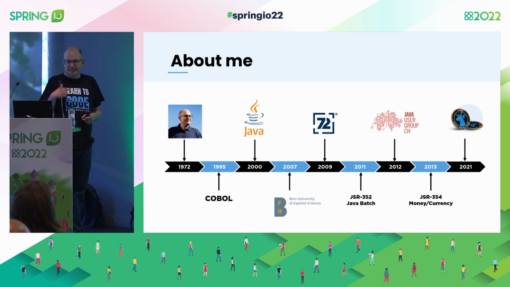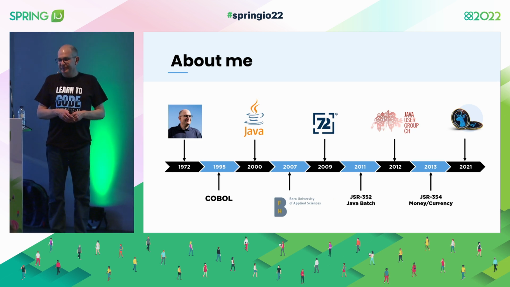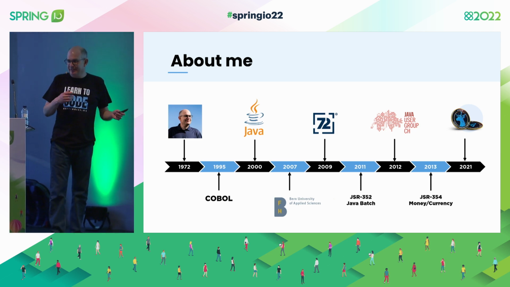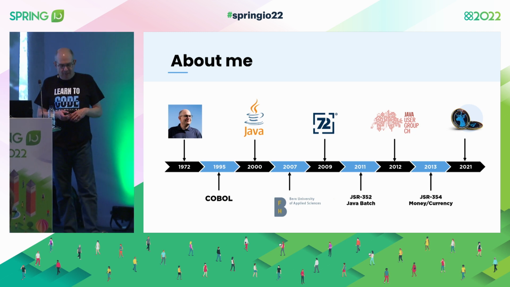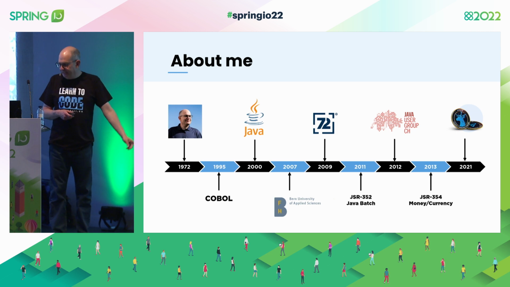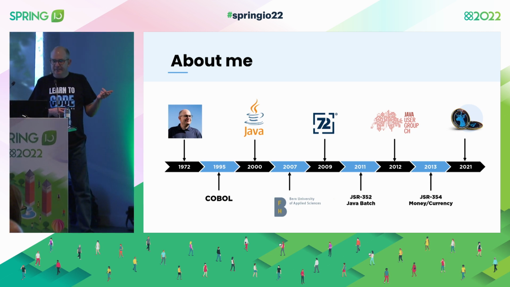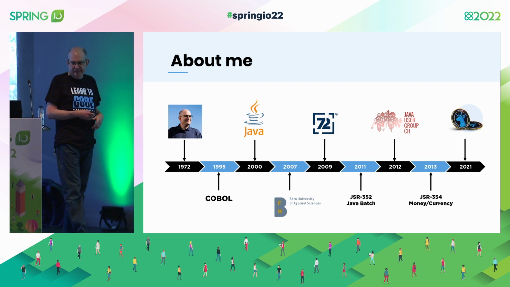I'm organizing Java user group events, so if someone of you is in Bern, maybe give me a call and then we can organize a talk if you like to. I'm also involved in Java specification requests, Java Batch, and Money and Currency, and this may already indicate that I'm not a front-end guy, right? I'm a Java developer, a back-end developer.